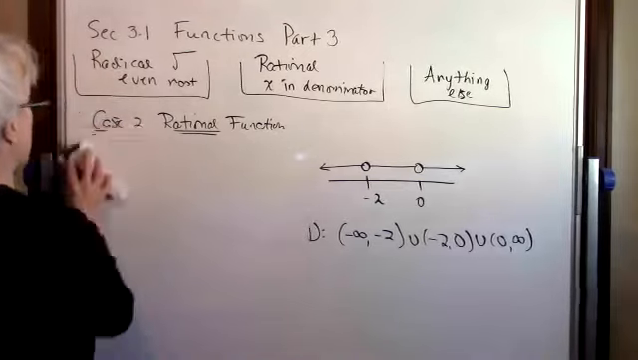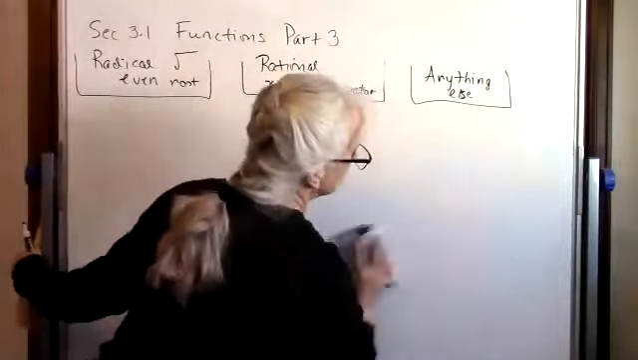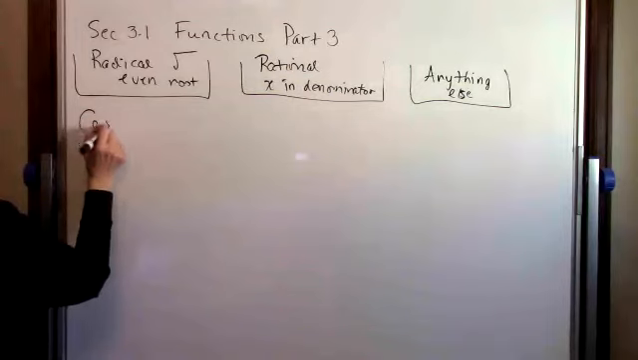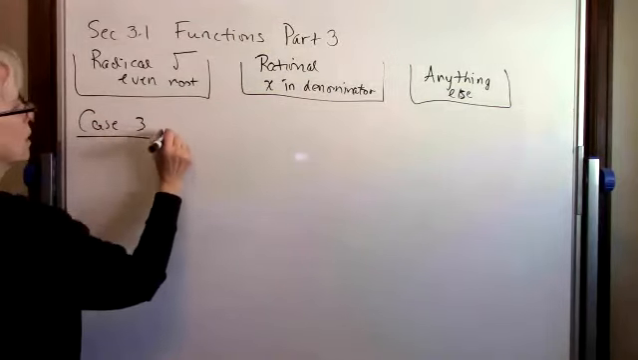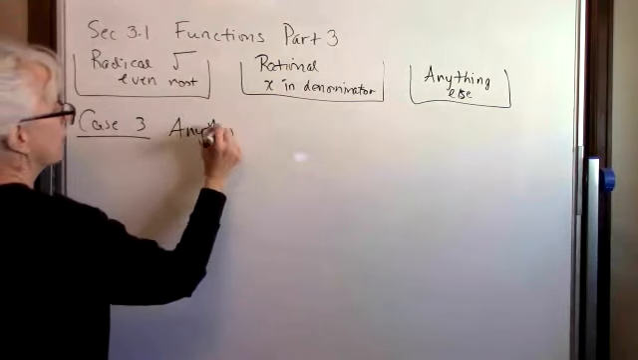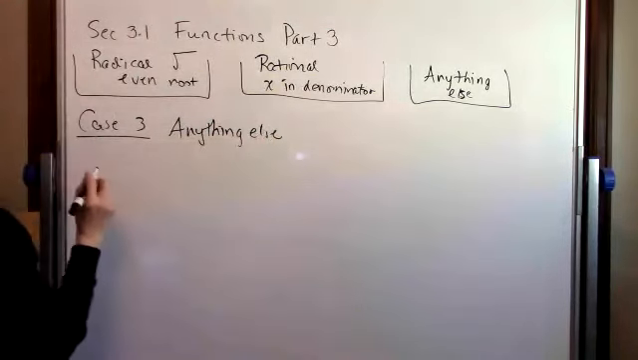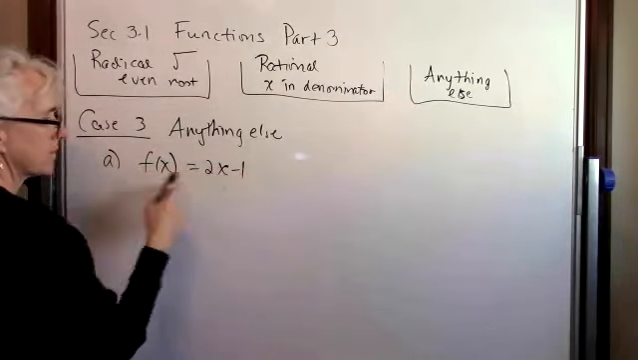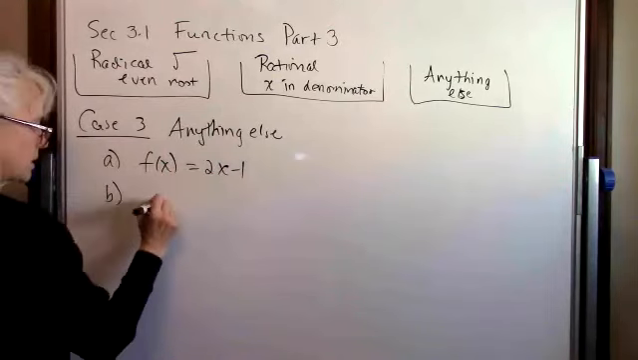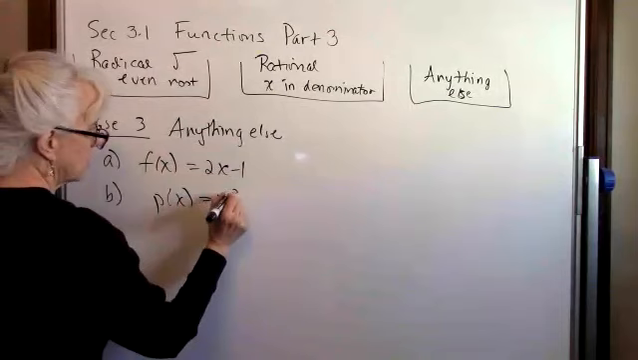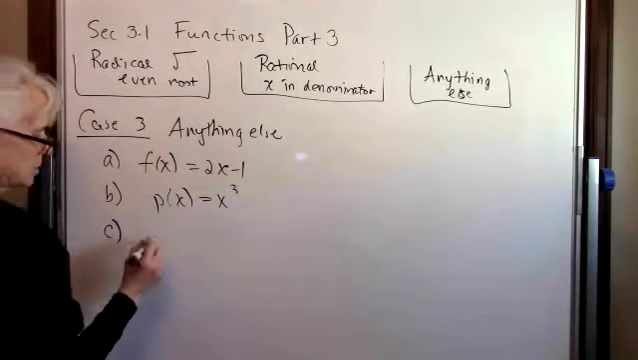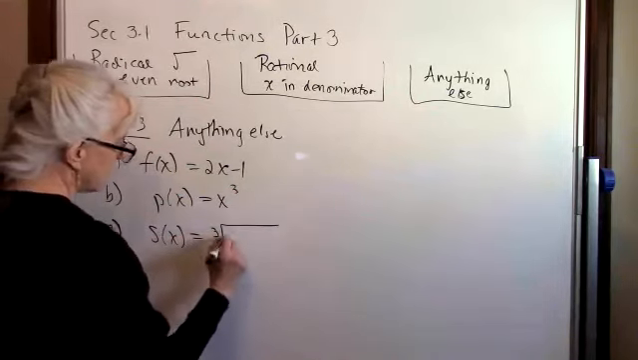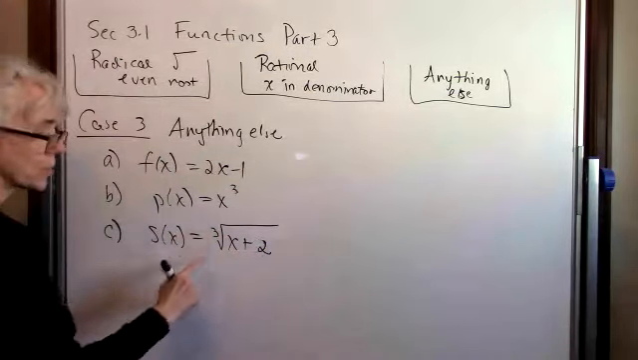What about case 3, the anything else category, my favorite category. So for case 3, other types, as examples, part A is f of x equals 2x minus 1. That's that linear function we keep coming back to. B is p of x equals x cubed. I'm going to throw in a C just because I need you to see it. Let's do s of x is equal to the cube root of x plus 2. So it's an odd root, cube root.